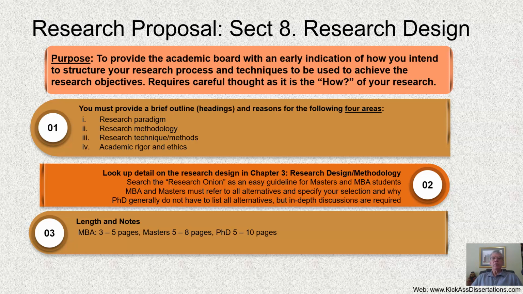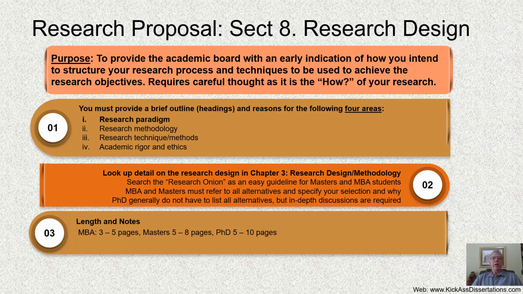The first is the purpose of the research design. Here you're going to provide the academic board with an early indication, so it can change, of how you intend to structure your research process and the techniques that you're going to use to achieve your research objectives. This really requires careful thought, as it is going to be the how of your research. And you will have to rely on a good research textbook. You can have a physical book, but there are many good online ones as well to guide you through this. So let's look at the breakdown of what this section entails.